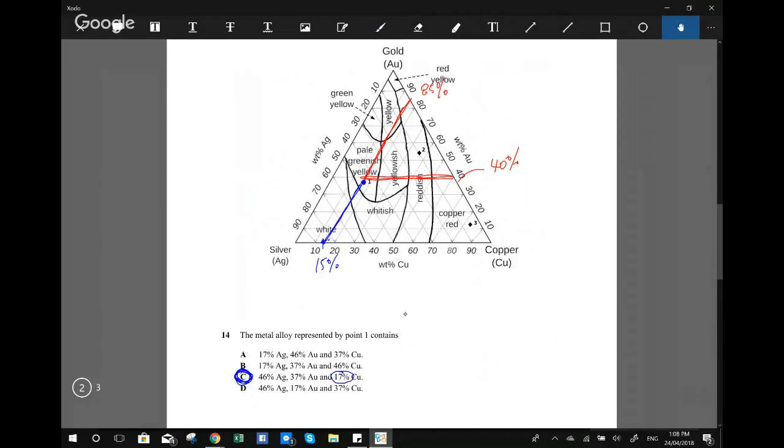And if you look at the values for AU, there's no 85%, but there is something that's close to 40%. I'd say 37 is probably the best. So now we know to read off the gold axis, we need to go in that direction, okay? And so on and so forth.